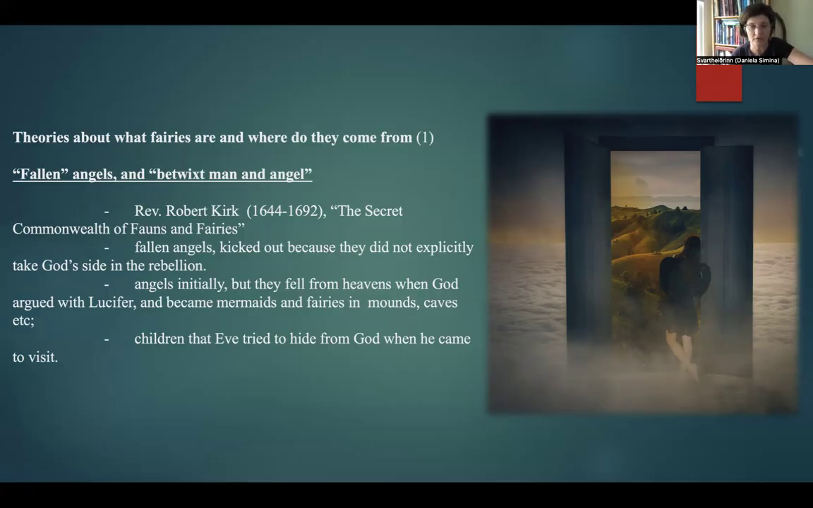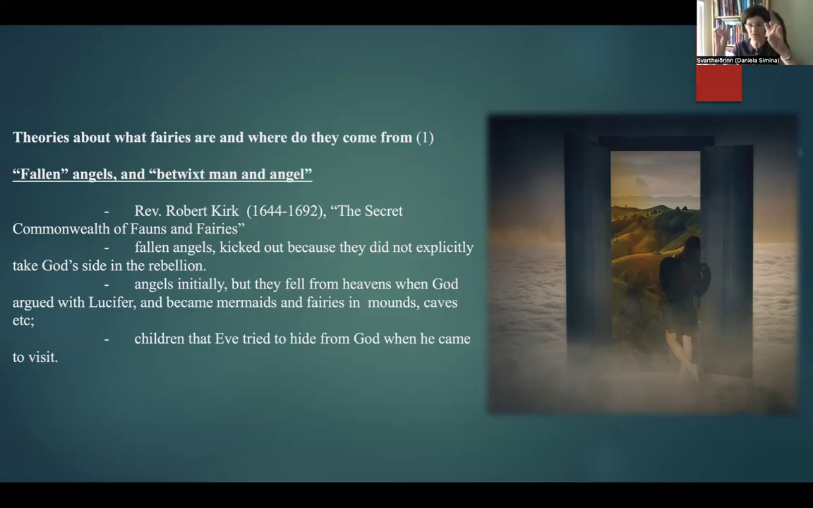this picture relates to some myths, to some stories about fairy origins. So the title on the slide is Theories about what fairies are and where do they come from. One. There's many of these. This is just one. The theory of fallen angels and betwixt man and angel.